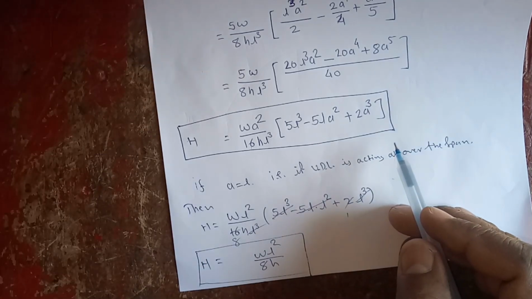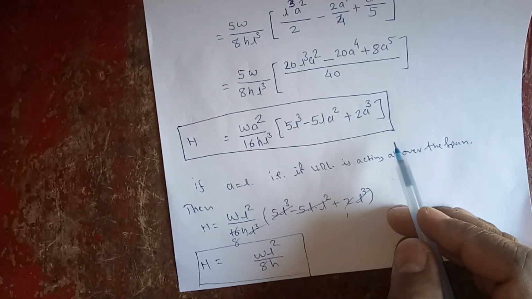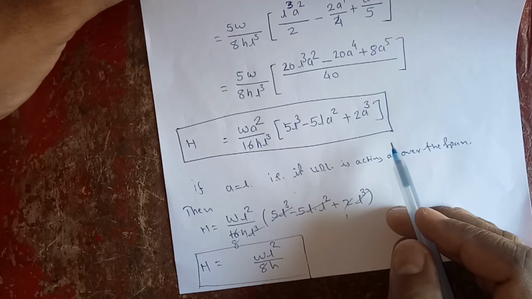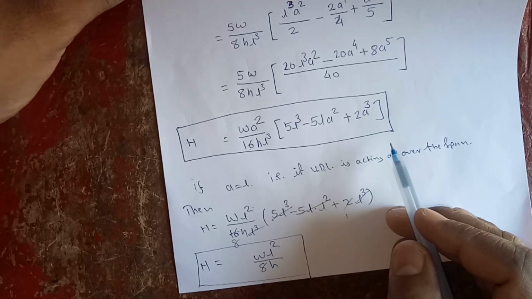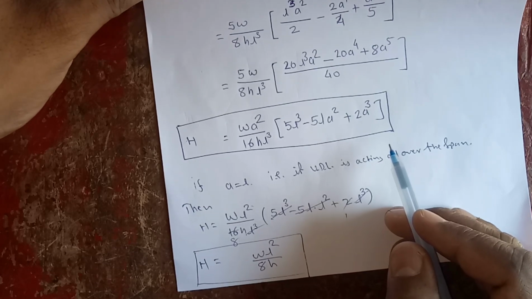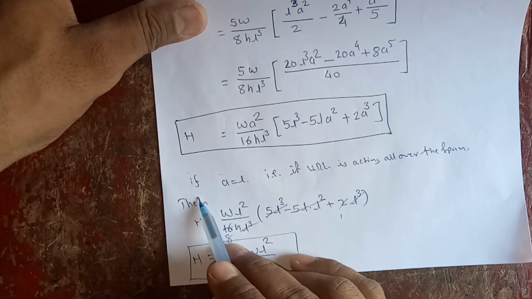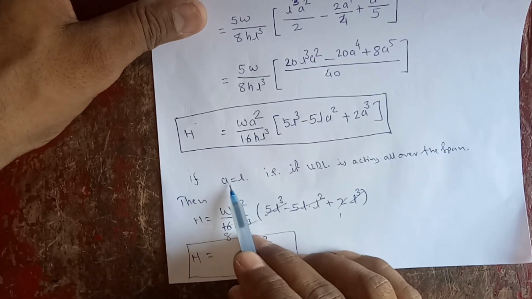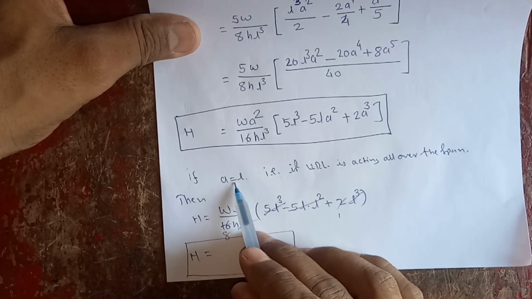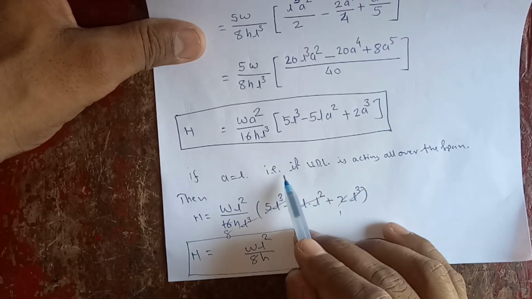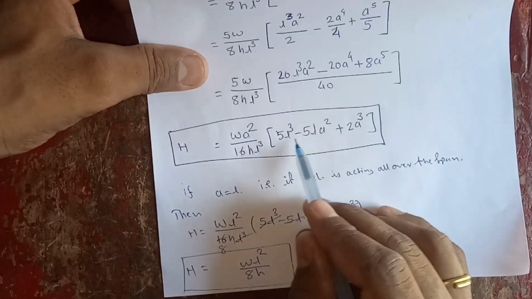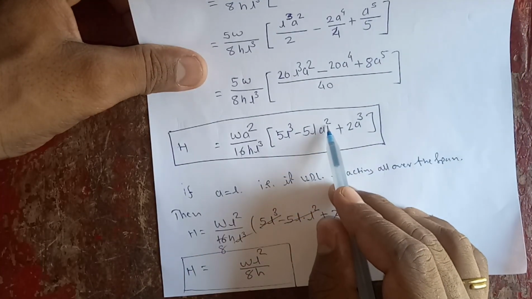Right? This is the equation that we get for horizontal reaction if there is a UDL of intensity W which is acting from the left support up to a distance a. Like we'll consider some special case. If this UDL is acting all over the length, then a will be equal to L. So if UDL is acting all over the span, then you simply substitute a equal to L now.